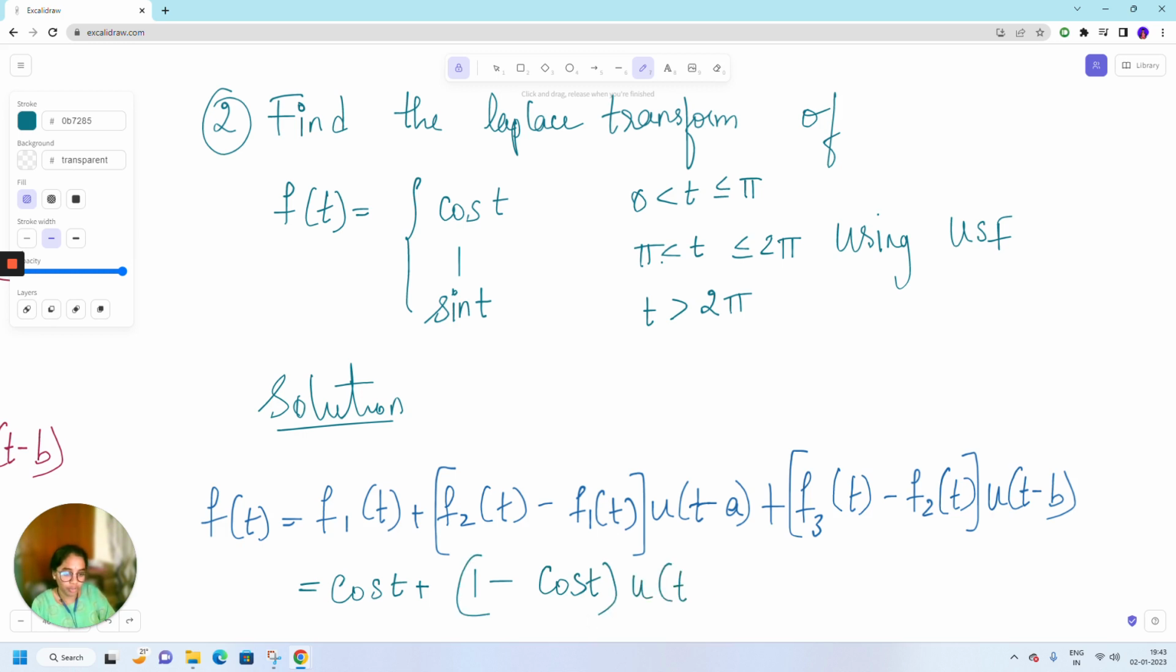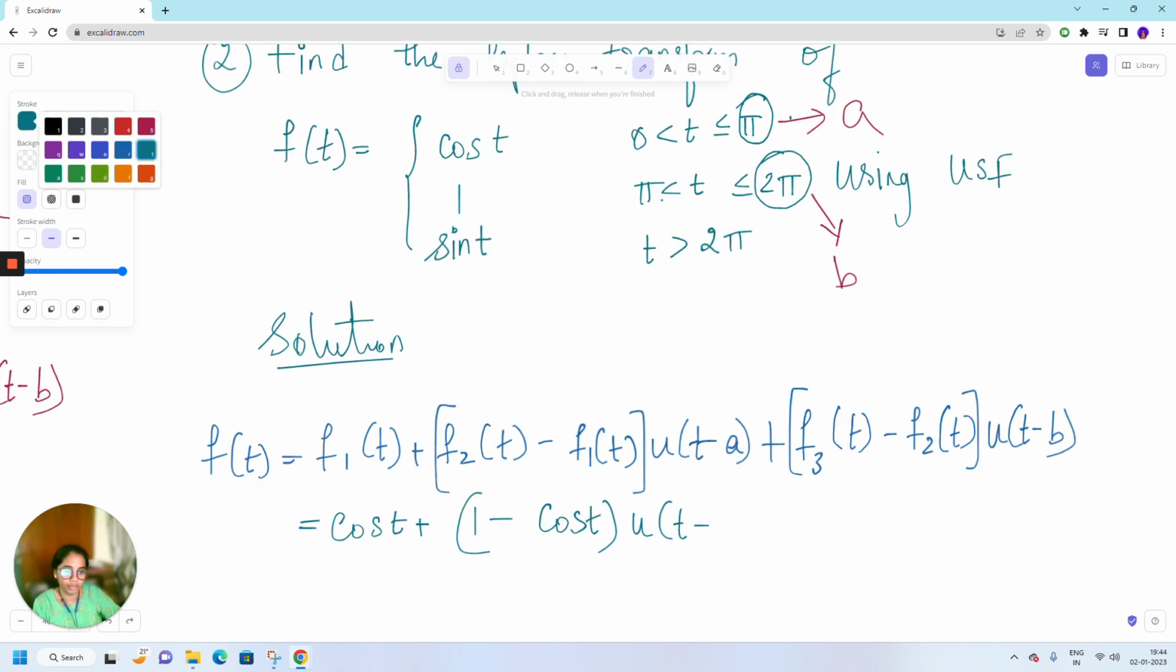Okay, what is the value of a? Clearly, the value of a here is pi and the value of b here is 2 pi. Okay, let me write that down. That is, this is our a and this is our b value. Okay, I'll substitute that in the formula.